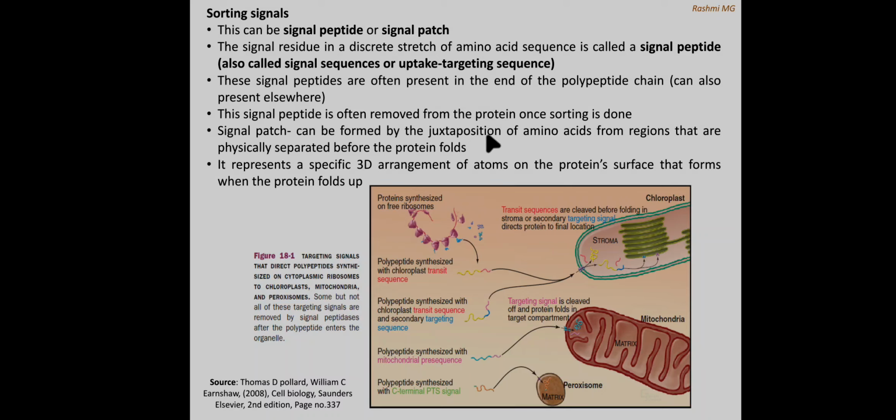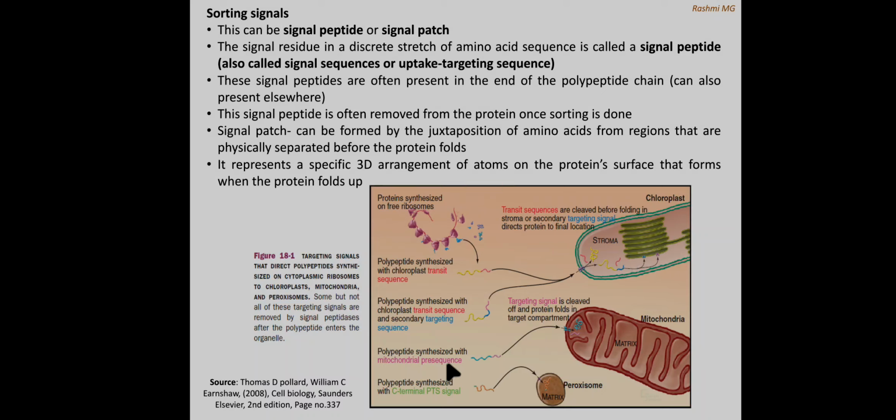A signal patch can be formed by the juxtaposition of amino acid regions that are physically separated before the protein folds. Here you can see in this structure, polypeptide synthesized with chloroplast transit sequence. So the proteins which are targeted for the chloroplast have what is known as the transit sequence, the green color one. Polypeptides synthesized with chloroplast transit sequence and secondary targeting sequence are translocated to the chloroplast itself.